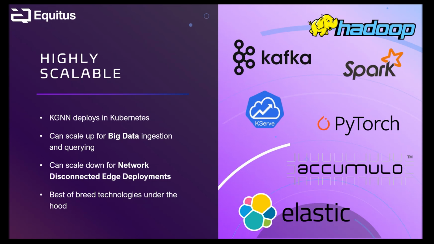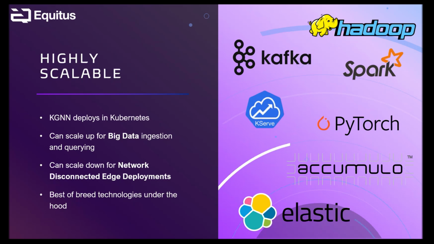Another thing we talk about is scalability. We've integrated scalable technologies top to bottom in the KGNN platform. Some of them are listed on the right-hand side. We deploy the entire stack inside of Kubernetes, and that matters for a few reasons. One is for scaling up. We have the ability to scale up basically to any size for big data ingestion and for servicing queries from, say, large user bases or from high-frequency automated systems.